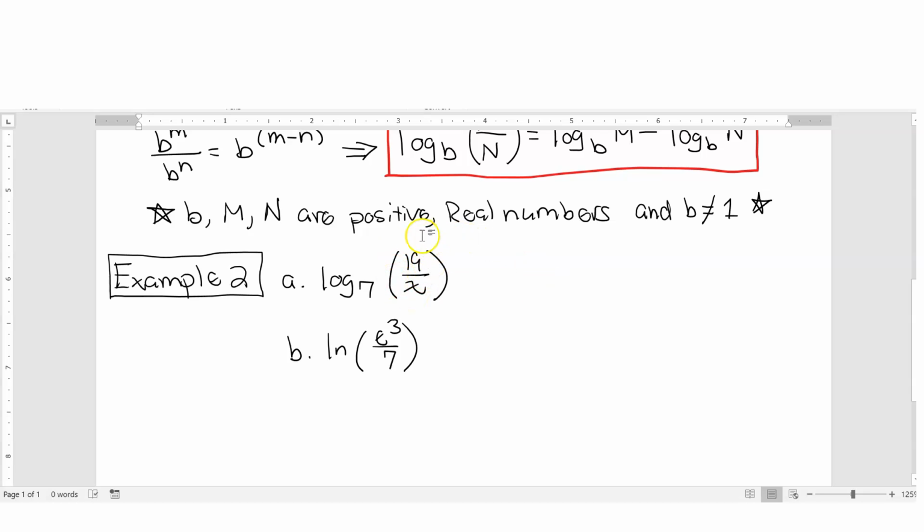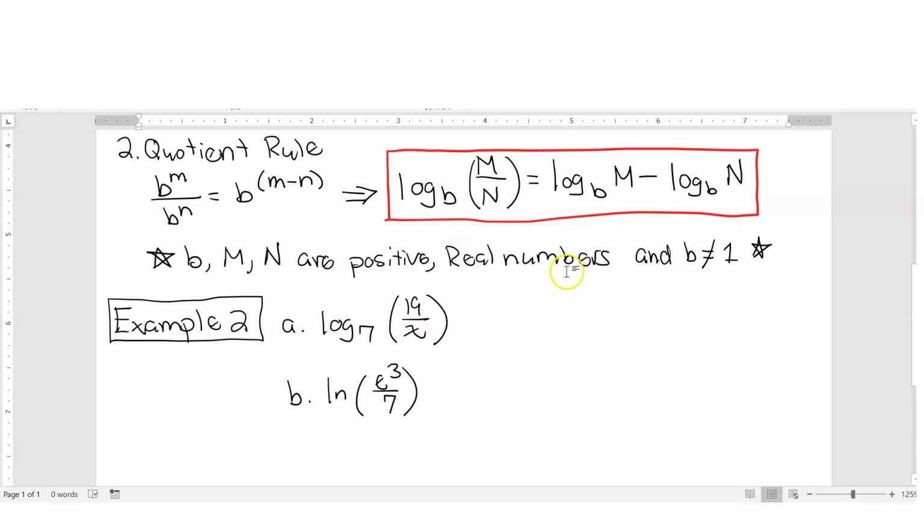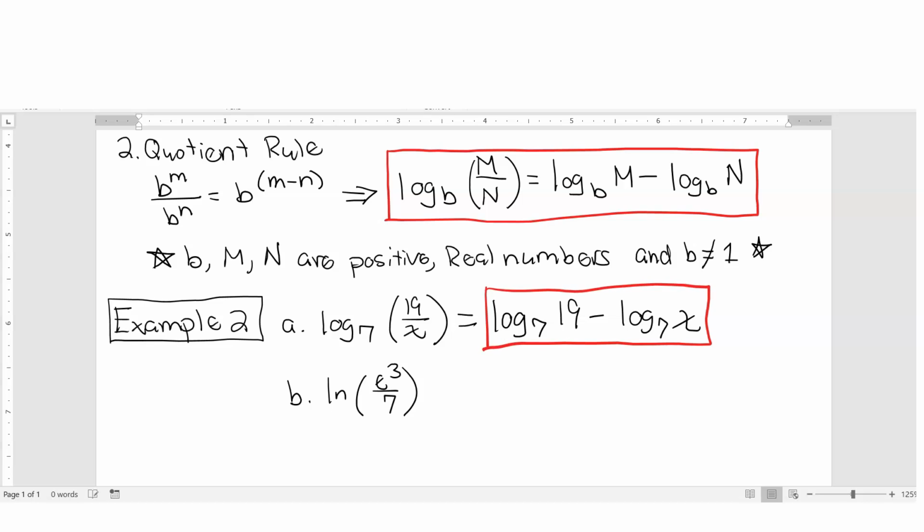So 19 will be capital M in our definition, and x will be capital N in our definition. So we'll decompose this expression as log to the base 7 of 19 minus log to the base 7 of x. In part B, we have an expression involving the natural log function.